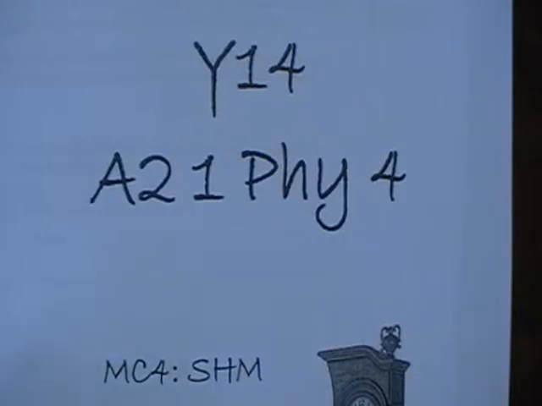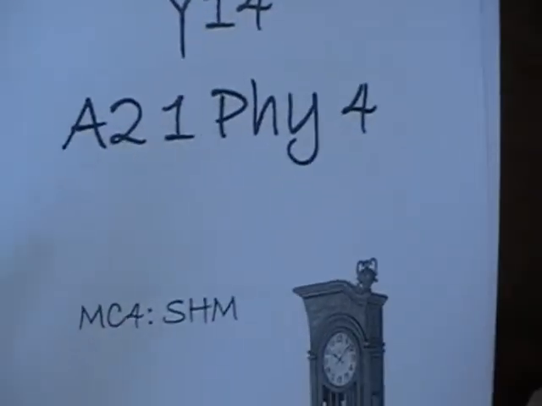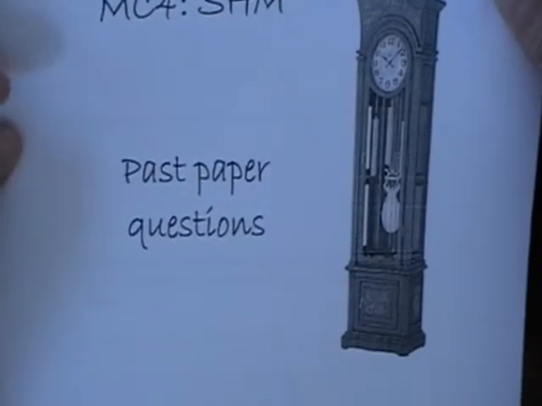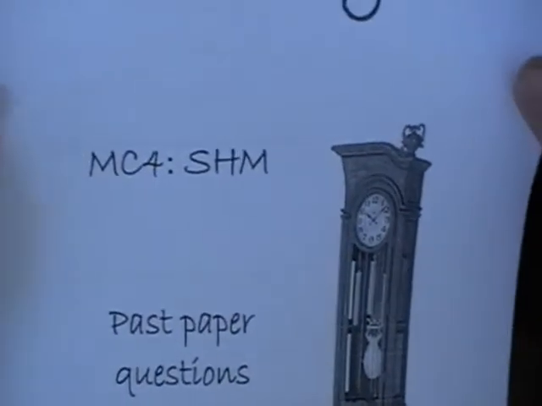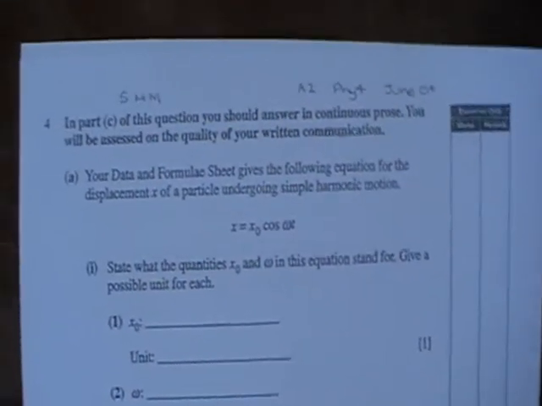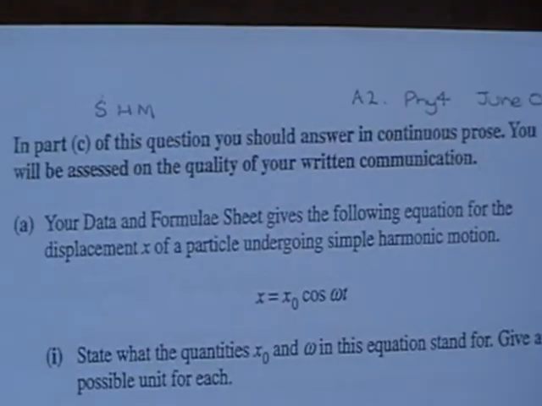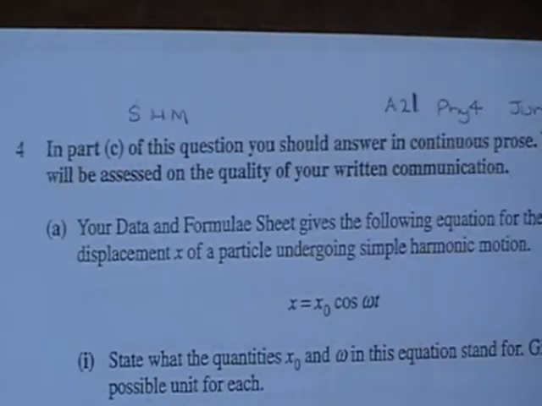This is A21 Physics 4, and these are past paper solutions to simple harmonic questions that you'll find in your booklet. And they range from 2004 up to 2010. So this is question 4 from June 2004, from Physics 4 A21 that is.